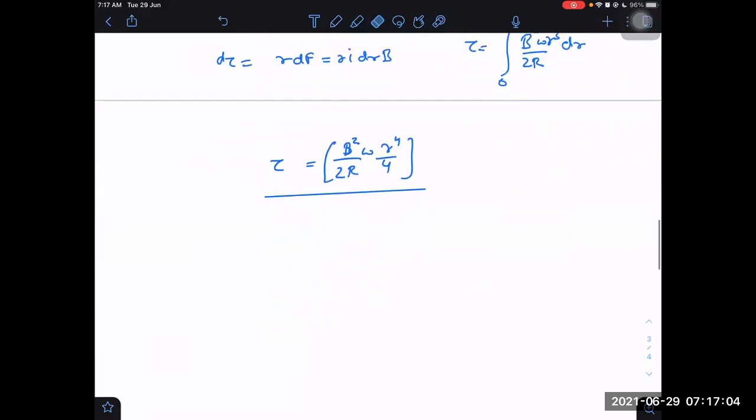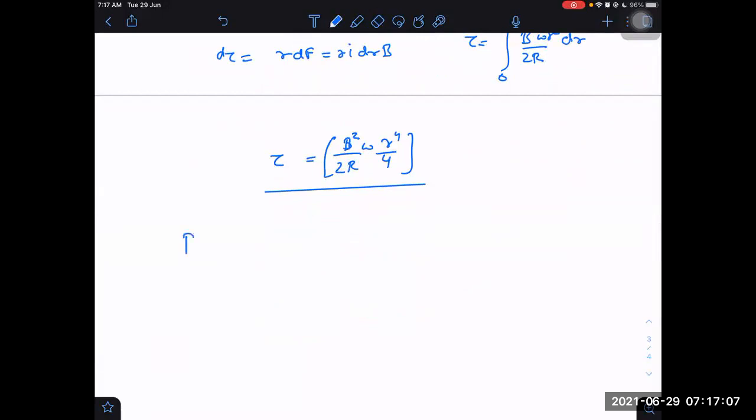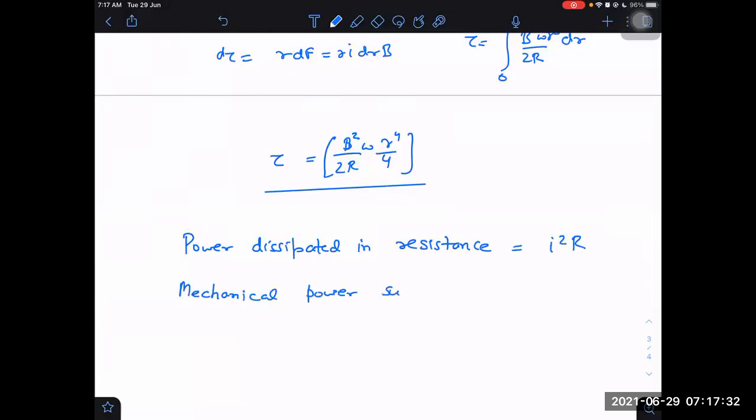Okay, so let us do it by another way to verify it. What is power dissipated? Power dissipated in resistance will be equal to I square R. Mechanical power supplied by external agent. What will be external power? Mechanical power supplied by the external agent. Can you find out?